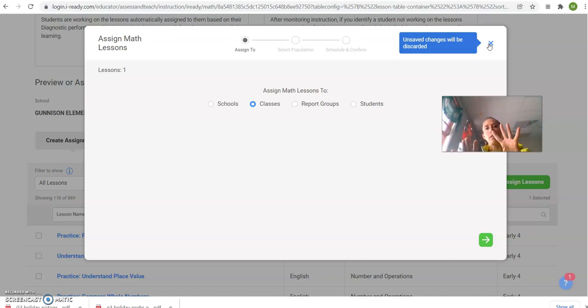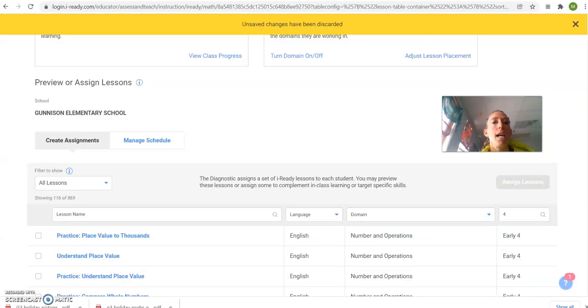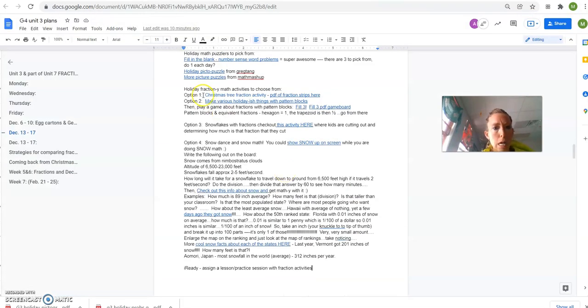And then on the other side, it'll say teacher assignments, and it'll have yours right there. So I like using that feature. So I thought I'd show you option 1 for fractioning math activities.